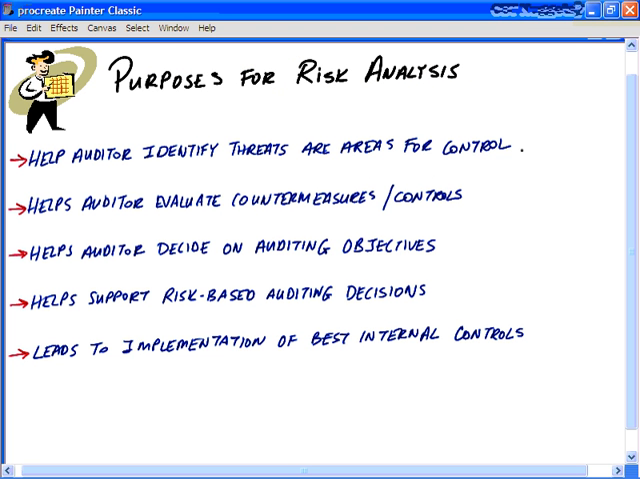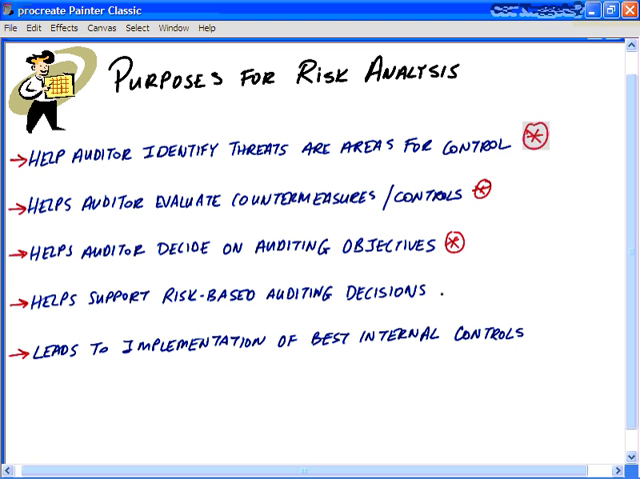The great thing about risk analysis is it provides so many purposes, so it delivers so many solutions for the auditor. First of all, it helps the auditor identify the threats to the organization, and then different areas that need to be controlled. It helps us evaluate what countermeasures, what techniques we're going to use to control the situation, the mitigation processes that are going to be put in place. It helps us decide as an auditor on our overall objectives and goals for the auditing process. We know exactly what we're going to do once we go into the process.